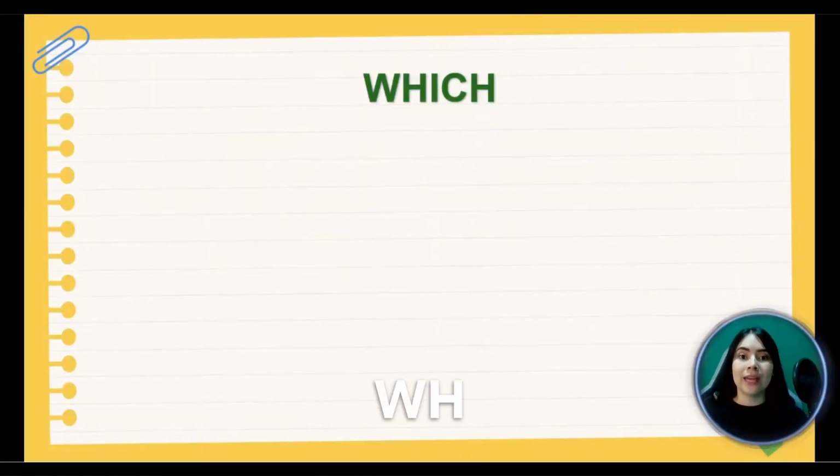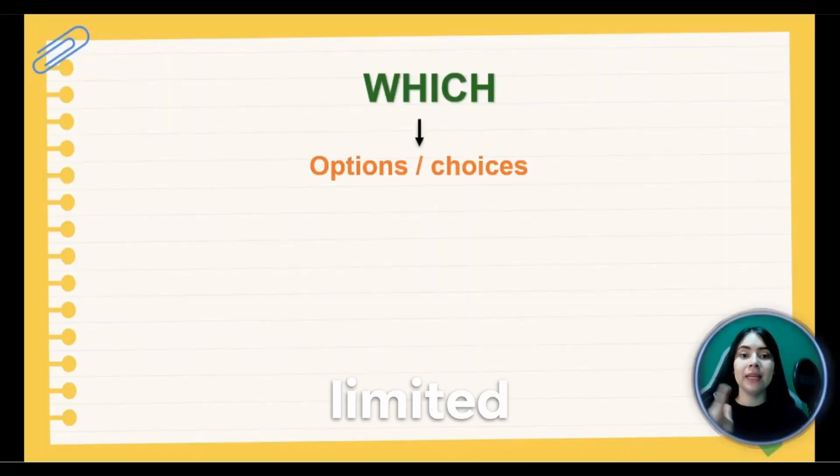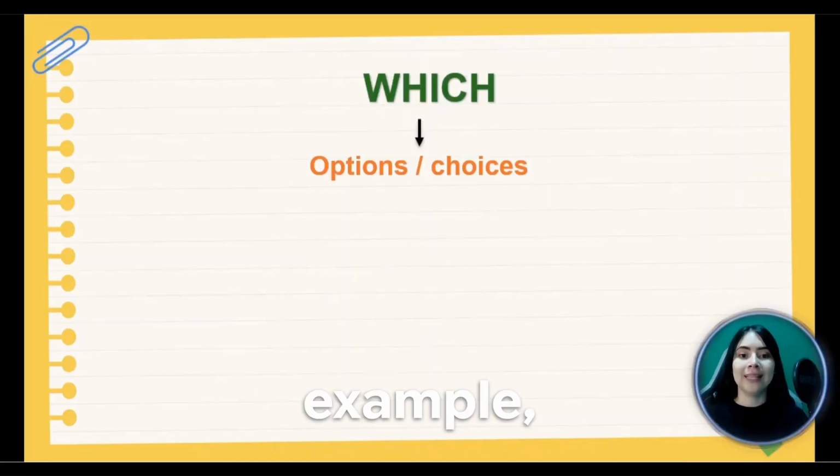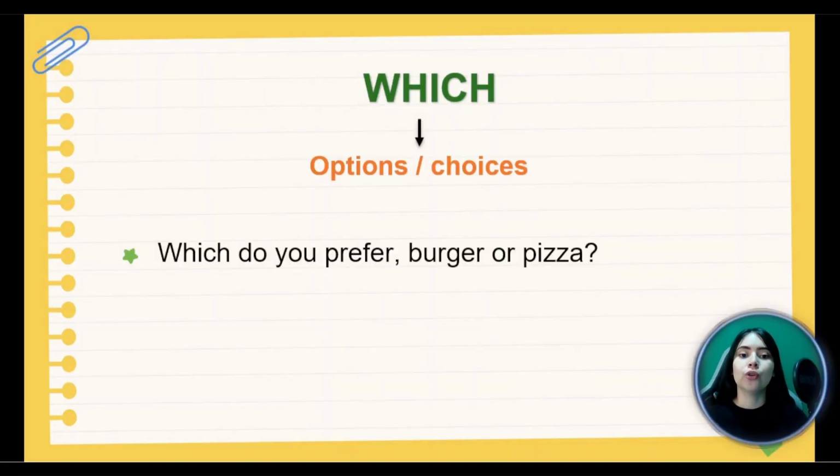Another WH is which. We use this WH when we have limited options and the other person has to make a choice, to select. For example, which do you prefer, burger or pizza? Pizza, please. Or I prefer burger.